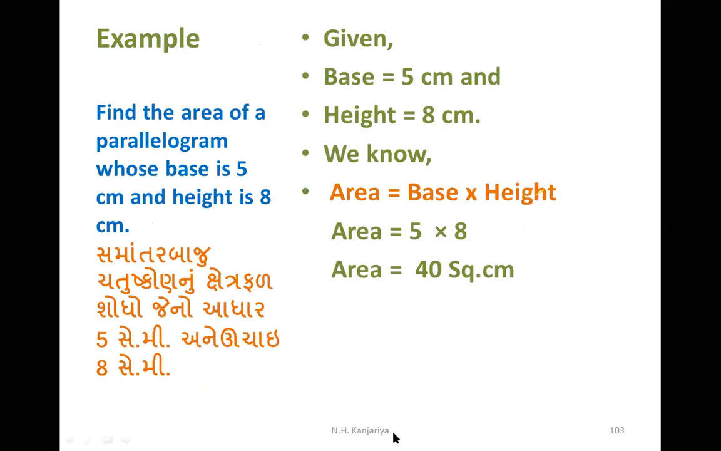So today we discussed two types of quadrilateral, the parallelogram and the trapezium. You must remember their properties. Don't forget them and always remember the difference between them.